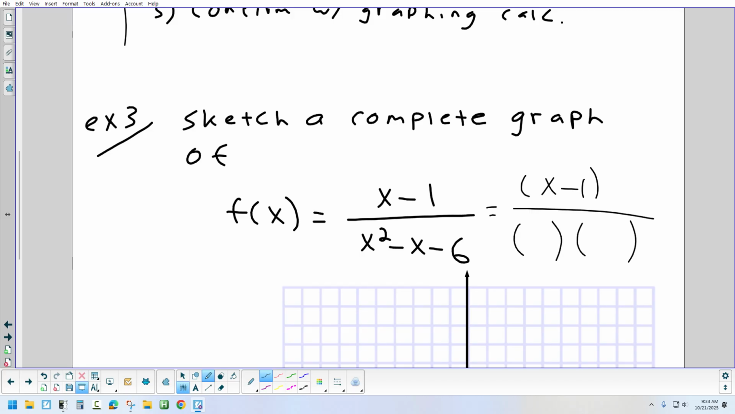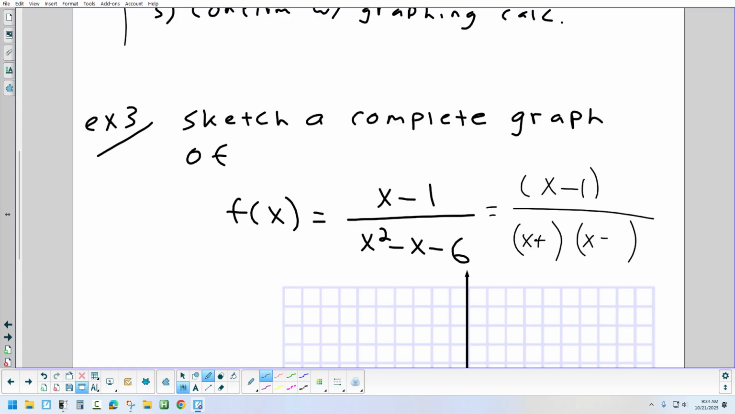In the bottom, we've got x squared minus x minus 6. What would be my first term in each set of parentheses? Yep, x and x. And what would be my signs? Both positives, both negatives, or one of each? One of each. Yep. And 2 numbers that multiply to give me 6, but they have to subtract to give me a 1.